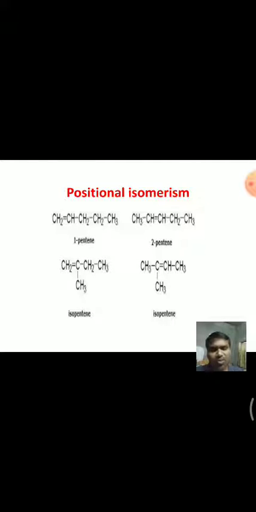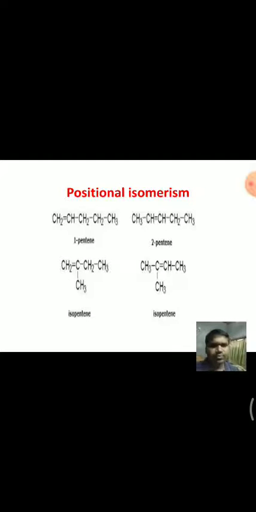That means in the first compound, the double bond is at the first position, and in the second compound it is at the second position. Those are 1-pentene and 2-pentene. The difference is in the position of unsaturation, hence they are called positional isomers. In the second example also, the double bond is at the first carbon in one molecule and at the second carbon in the other. Hence they are positional isomers, and the concept is called positional isomerism.